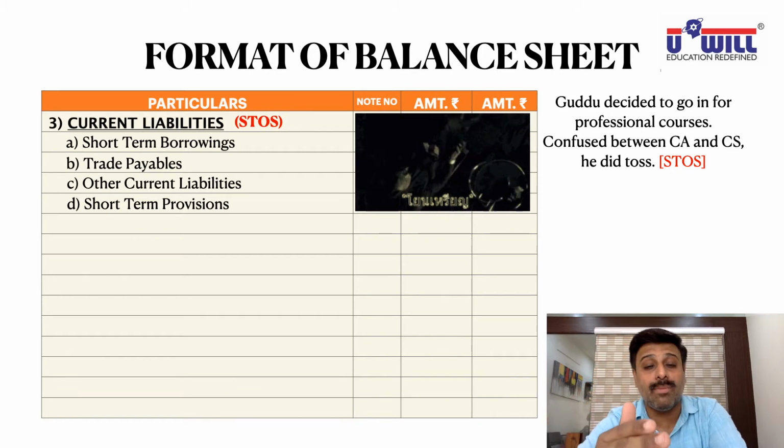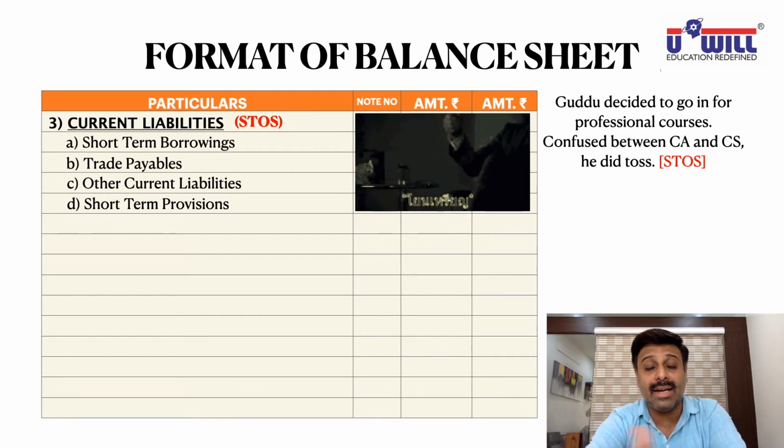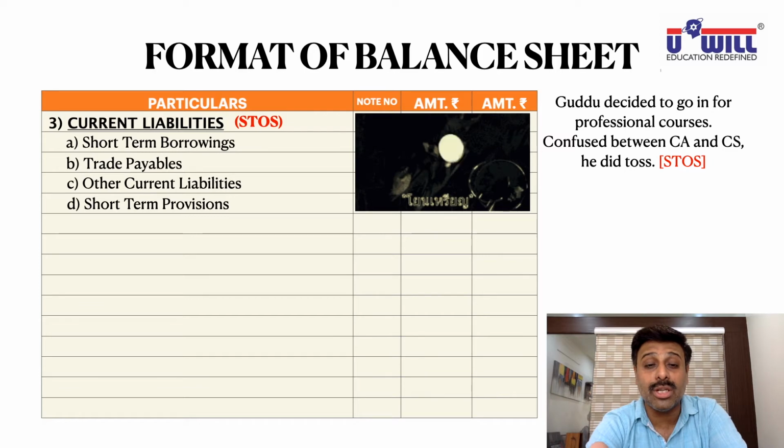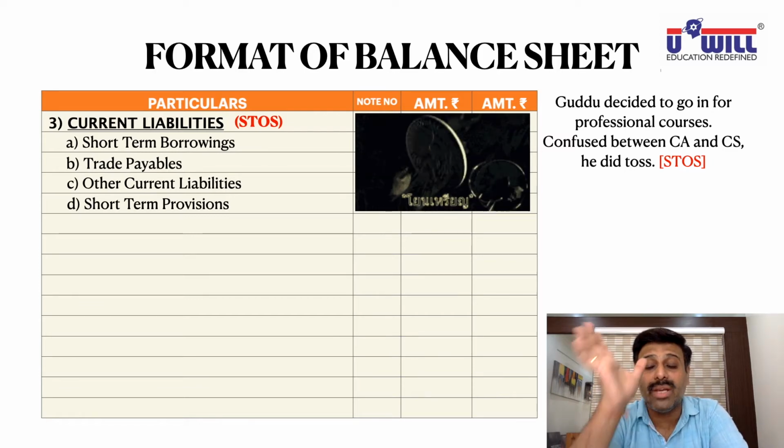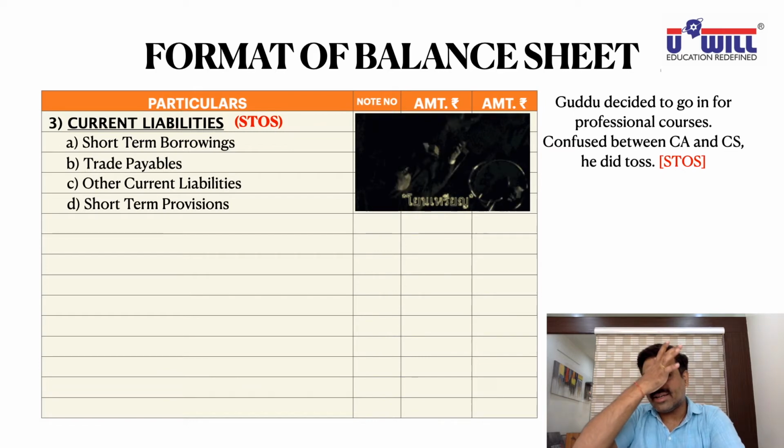Long-term borrowing, short-term borrowing, other non-current liability, other current liability, long-term provision, short-term provision. Only this new word is T. What does that T stand for? Trade payables. Okay. So these are the tricks to remember it.